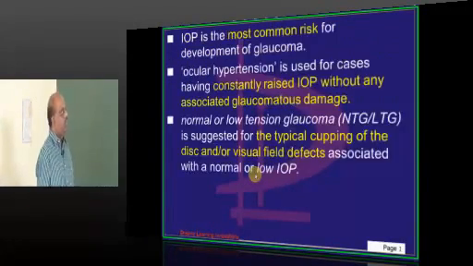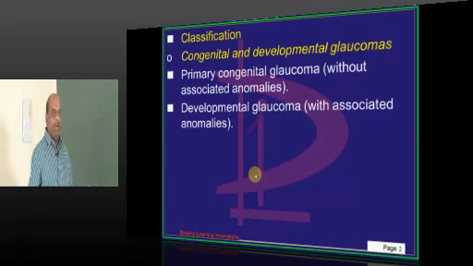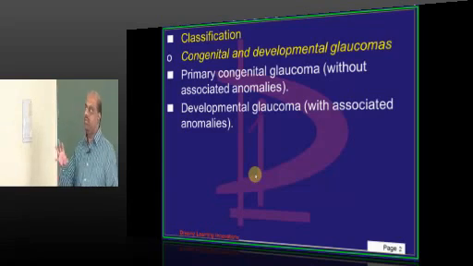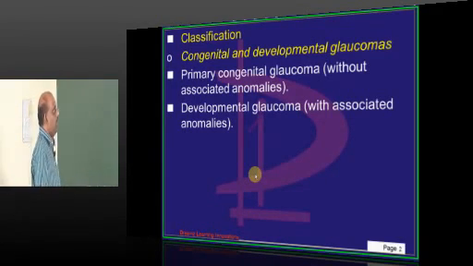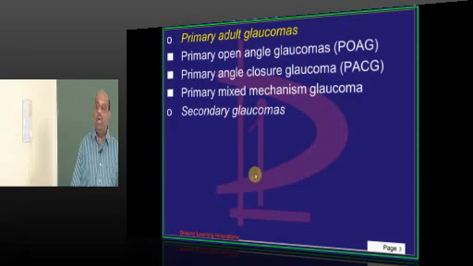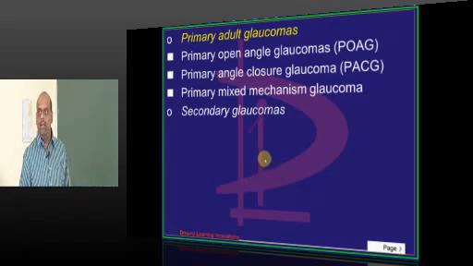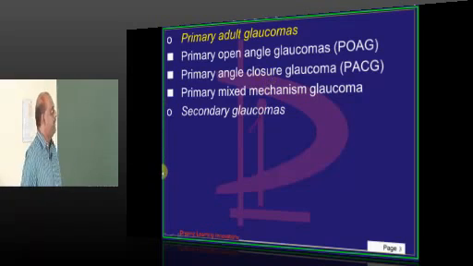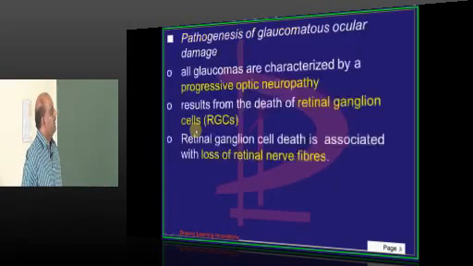Now, what is the general classification of glaucoma? It can be congenital or developmental glaucoma, which can be primary congenital, or it can be associated with some anomalies, then you call it developmental glaucoma. Then you have primary adult glaucomas, which can be primary open angle, primary angle closure, or primary mixed mechanism. Then you have secondary glaucomas.